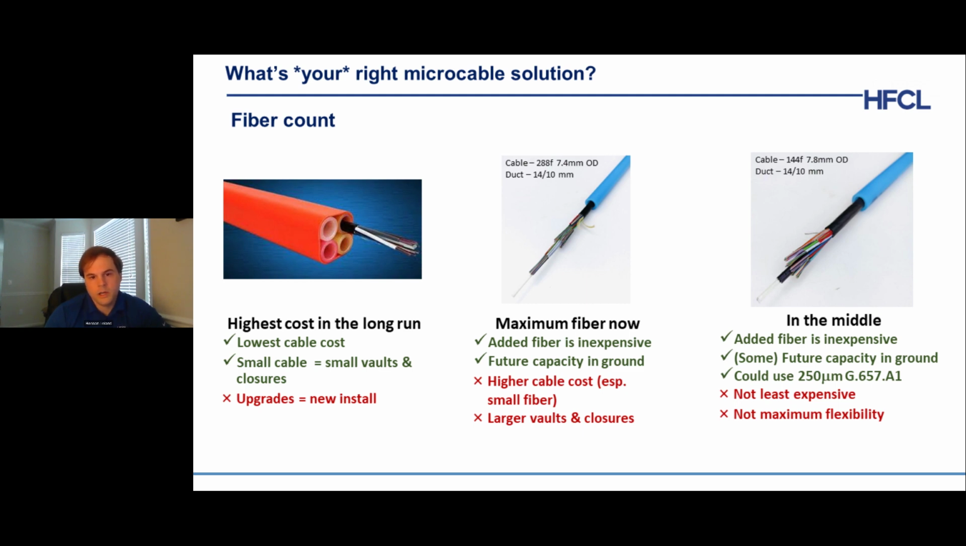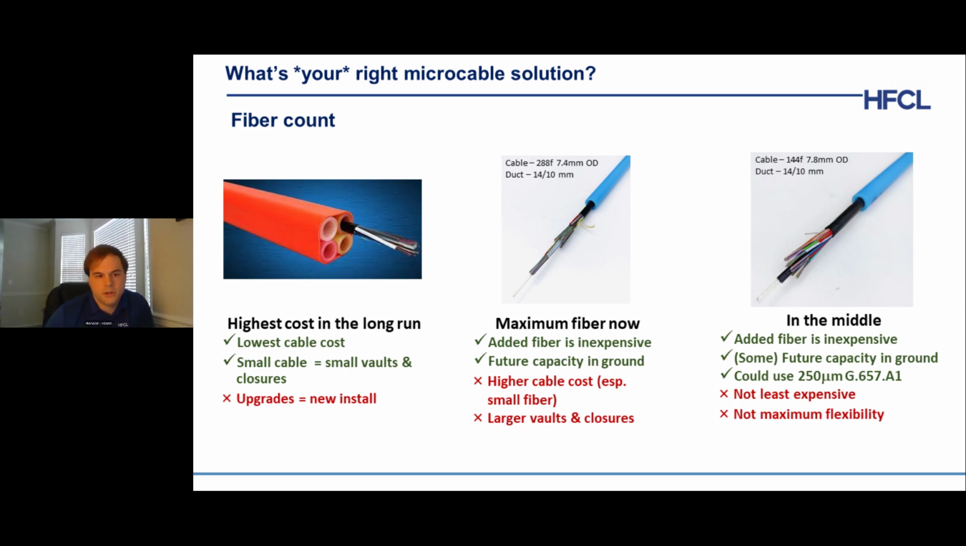And somewhere in the middle would be adding a little bit of capacity, but you could also be using more of a legacy or the typical fiber type and design. So for example, here, 250 micron G657.A1, and that would be, like I said before, backwards compatible with a legacy G652D type fiber, due to the lack of mode field diameter mismatch. So not the least expensive, not necessarily the most flexible, but that could be your happy medium.